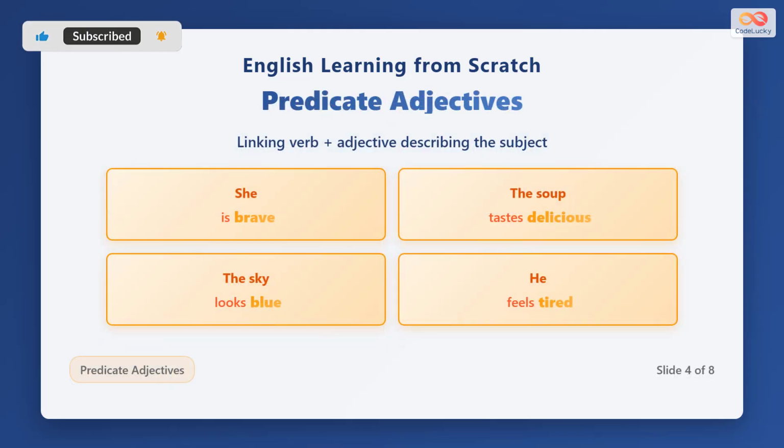A predicate adjective is an adjective that describes the subject of the sentence. It comes after a linking verb such as is, looks, or feels. For example, in the sentence "she is brave," brave is the predicate adjective describing the subject she. These adjectives give more information about the subject's state or condition.